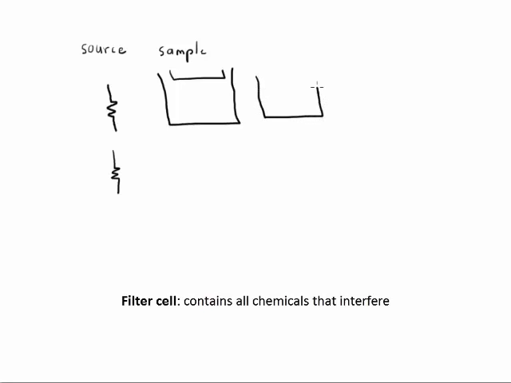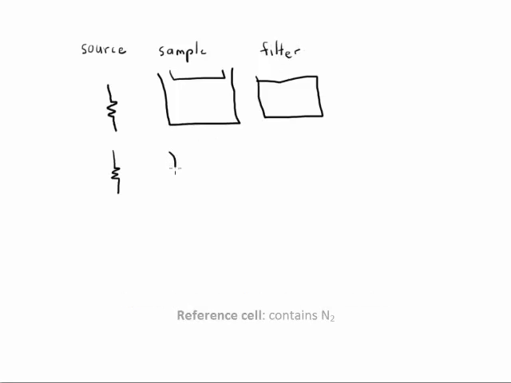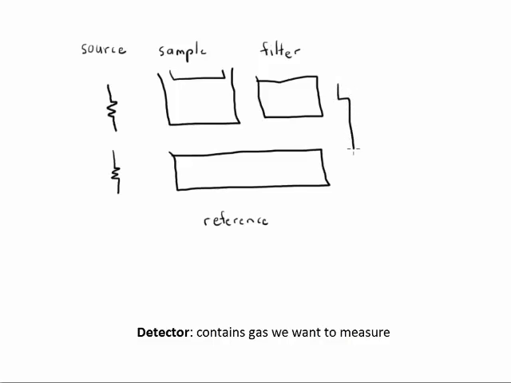The next piece is the filter cell. The filter cell is what we use to filter out the signal from the chemicals that interfere. We have a reference cell. The reference cell is for the reference beam, and it contains a gas that doesn't absorb IR, usually nitrogen. The last piece is the detector. The detector contains the gas we want to analyze, making it a specific detector for that gas.